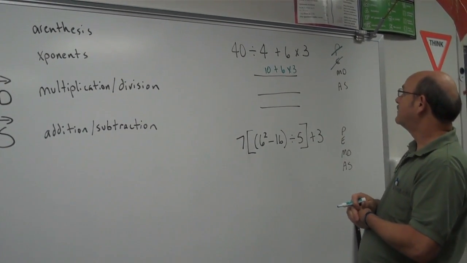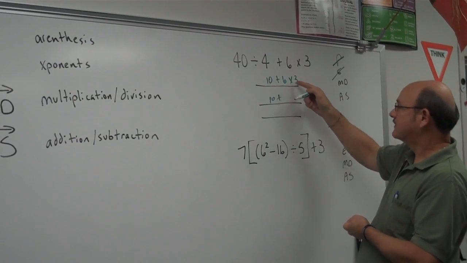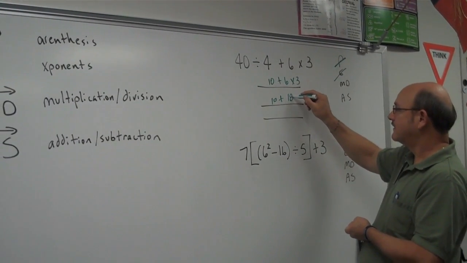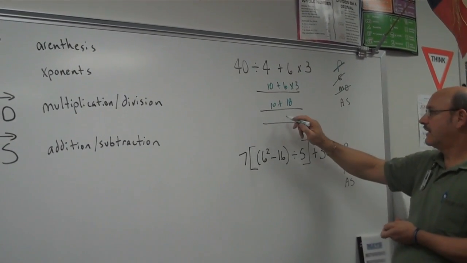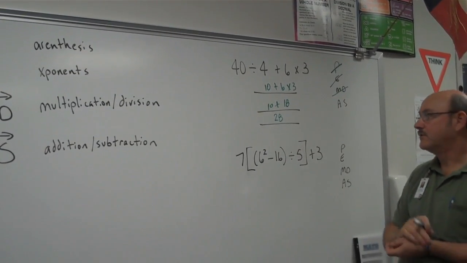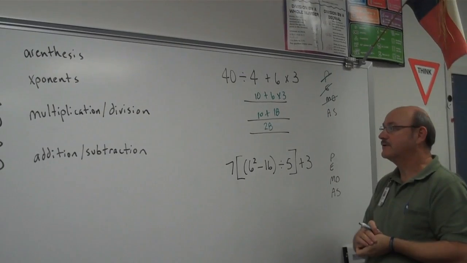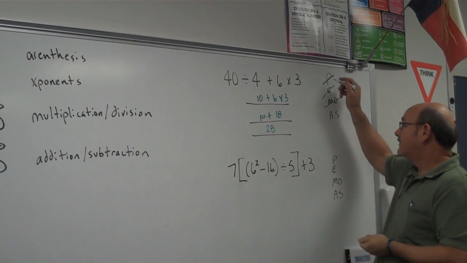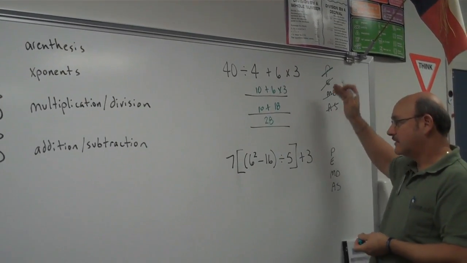Now I'm going to do multiplication. 6 times 3 is 18. I've done my multiplication and division, so addition is left. 10 plus 18 is 28. Okay? So you could get multiple answers if you didn't do it in the correct order of operations. We always write down PEMDAS. I always write down PEMDAS and then just kind of follow it through.